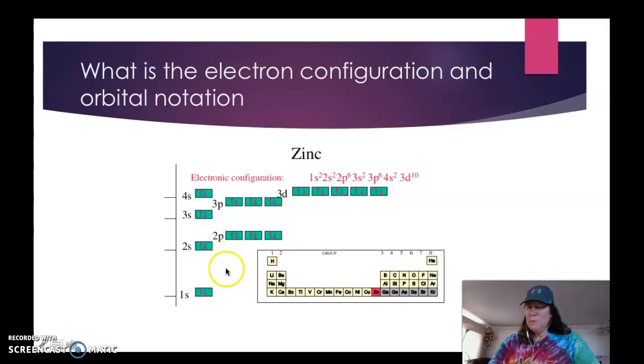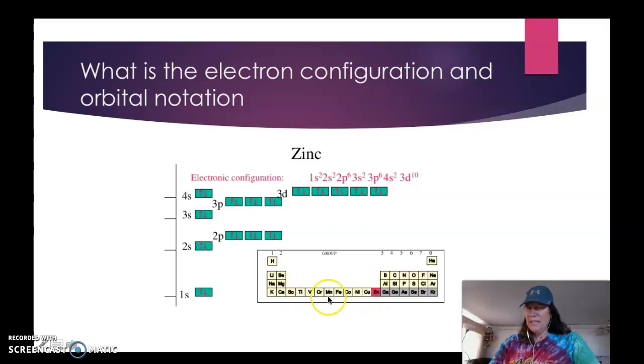Remember when we do p's, we put them in one at a time, and we don't double them up till we have to. Same thing with the d's. That's Hund's rule. So when you have orbitals of the same energy level, they go in one at a time, and you don't double them up until you have to. And then they go in the order that I told you: 1s, 2s, 2p, 3s, 3p, 4s, and then remember when you get here, it's 3d.